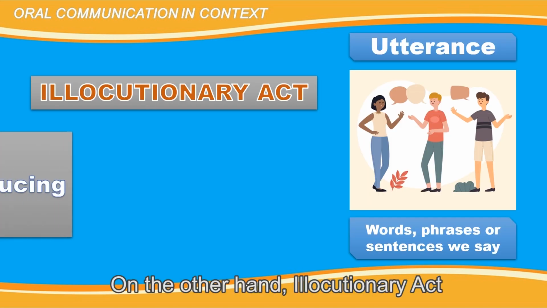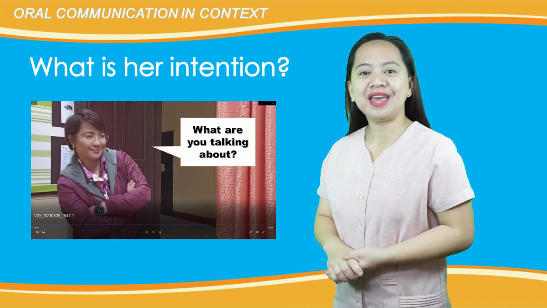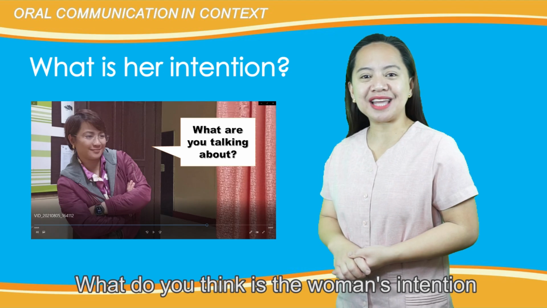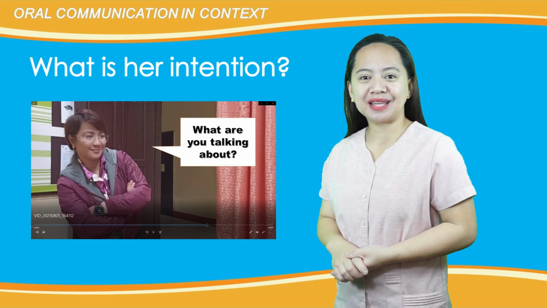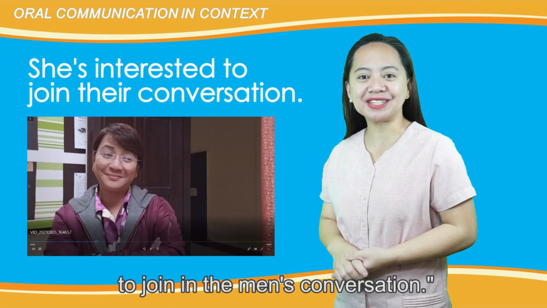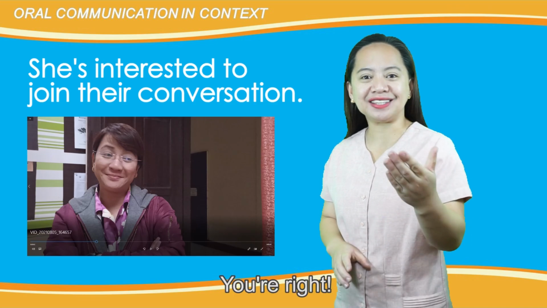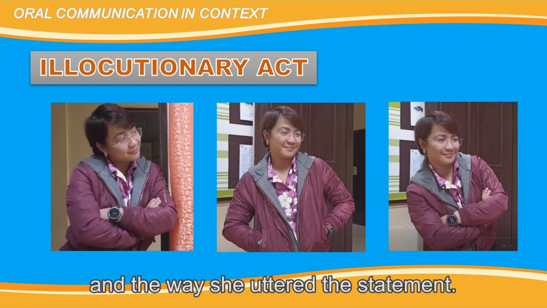On the other hand, an illocutionary act is the speaker's intention of producing the utterance. What do you think is the woman's intention in her statement, "What are you talking about?" If you say that she is interested to join in the men's conversation, you're right. Why? Because we can see that on her facial expression and the way she uttered the statement.